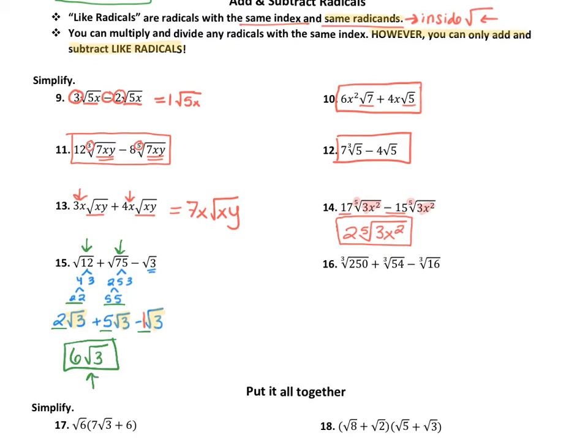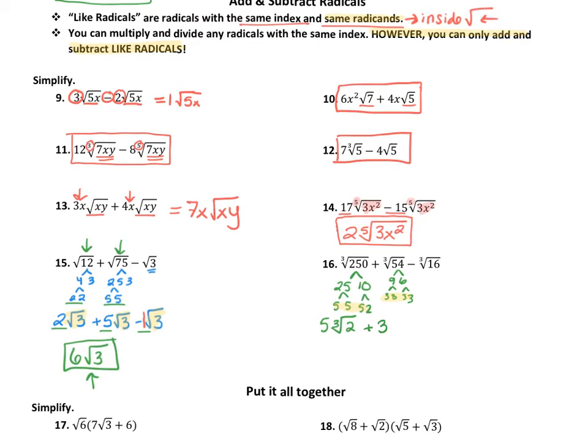We're going to do something similar in 16, except for now I have cube roots. So instead of looking for pairs, I am looking for groups of 3. So I have 3 5's, so a 5 comes out, and it's going to stay the cubed root of 2. And in this case, I have 3 3's. So 3 on the outside.